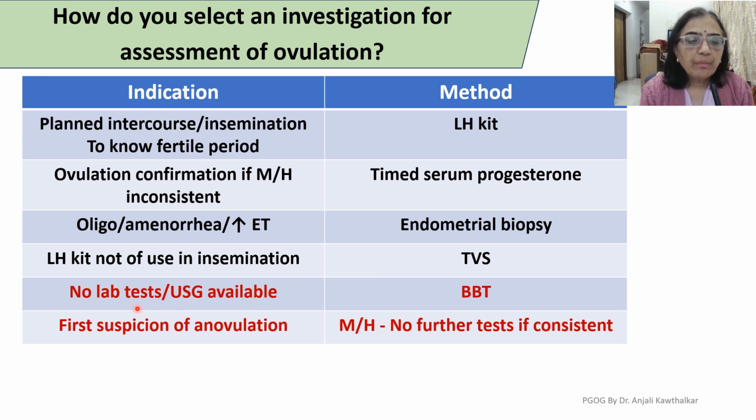Now, in places where no laboratory tests are available, and ultrasonography is also not available, such as remote areas, there we can proceed with basal body temperature to get some idea about whether the cycles are ovulatory or anovulatory. The test which gives us the first suspicion about anovulation is the menstrual history. If the menstrual history is strong and consistent, no further tests are required. If it is inconsistent, then only we go for a properly timed serum progesterone.